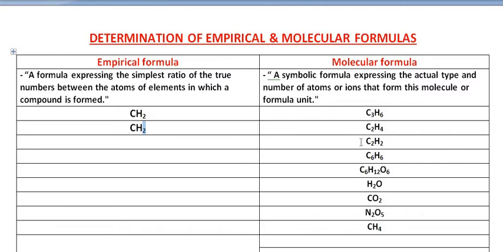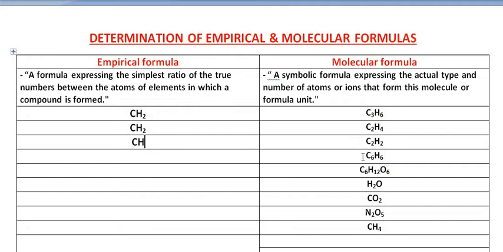In the same way, if you want to convert the molecular formula of this compound called ethyne into the ethyne empirical formula, just divide over 2. Over 2 gives CH only. So CH is called the empirical formula of the ethyne compound, which has the molecular formula C2H2.